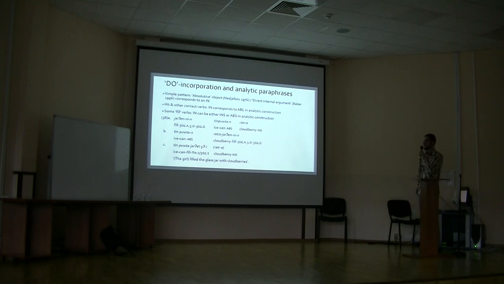And what do we find with verbs which mean something like 'fill'? If we have an analytic construction, one of the patterns in Chukchi is to express a theme as an instrumental oblique object, and the location, the container, the thing which is filled, as a direct object, as in 38A. So 'ice can' is, ice means glass in Chukchi. So it's a glass jar, which one fills with cloudberries. The cloudberry is this.